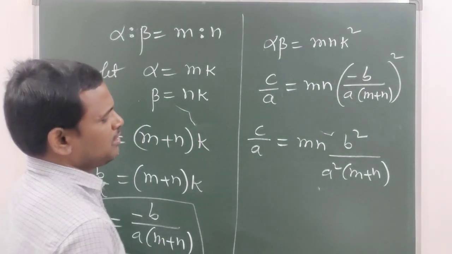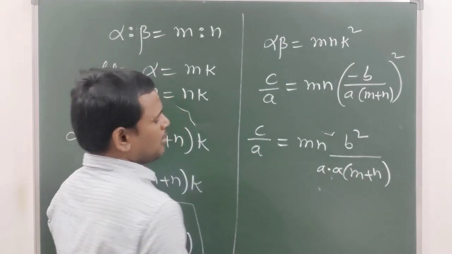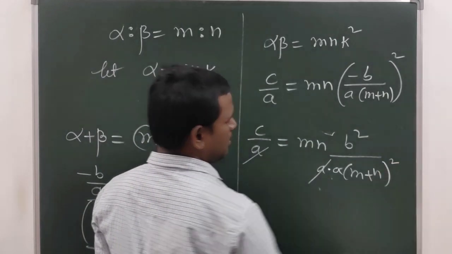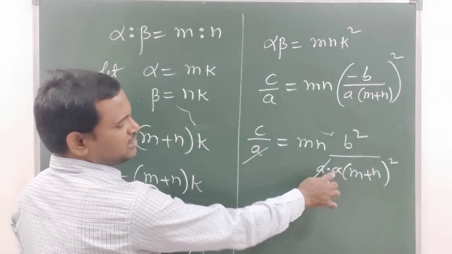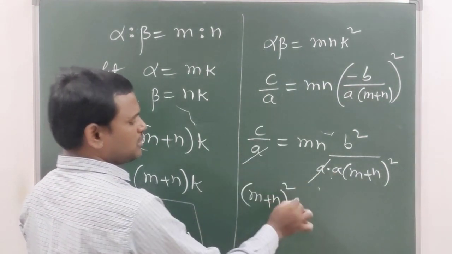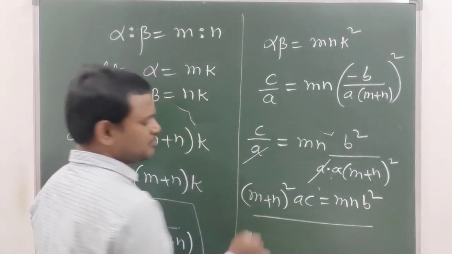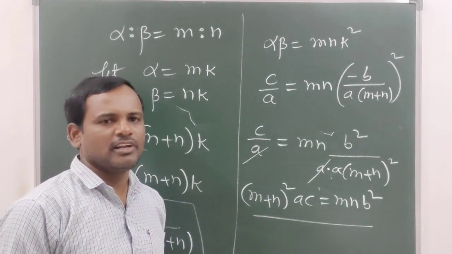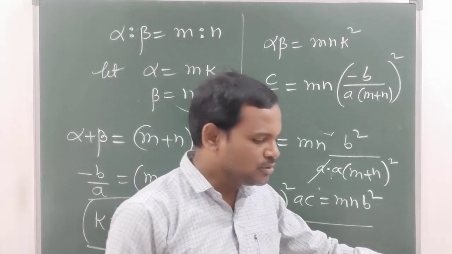Now simplify. Write this a square as a into a. Now this a you can cancel. A whole square will come. Now bring this m plus n whole square to the left side. Here a is there. So what do we get? M plus n whole square, a into c, ac, is equal to mn into b square. Okay, so this relation we get finally when alpha is to beta is equal to m is to n.